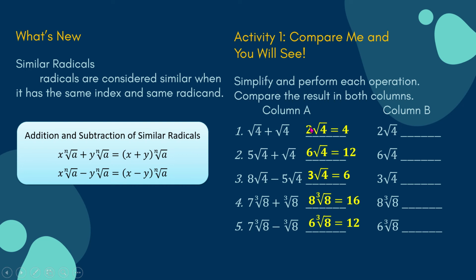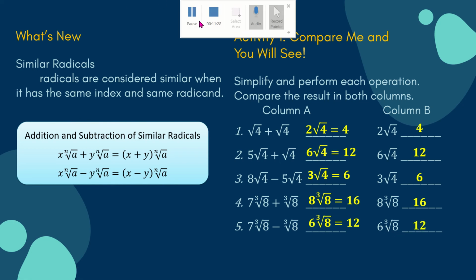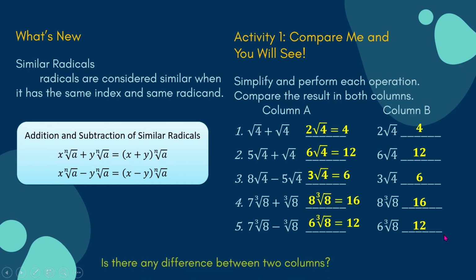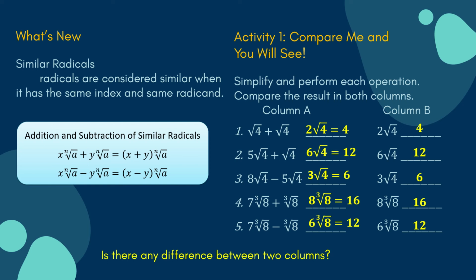Parihan ko yung tanawon. 2 square root of 4, so therefore the answer is 4. 6 square root of 4, the answer should be 12. 3 square root of 4, the answer should be 6. 8 cube root of 8, the answer should be 16. Then 6 cube root of 8, the answer should be 12. So to continue, on activity number 1, do you see any difference between column A and column B answers? So obviously they have the same answer.